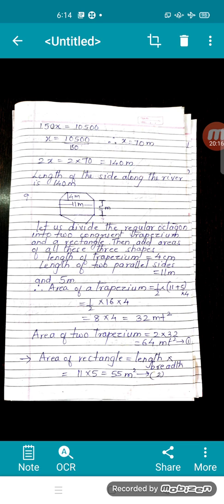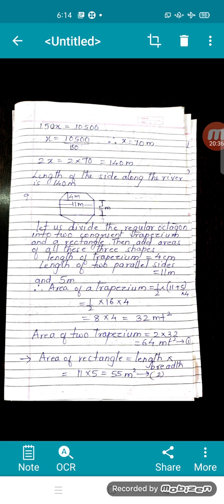Let us start. The height of a trapezium is 4 meters. The lengths of the two parallel sides are 11 meters and 5 meters. Area of trapezium is equal to half into (11 plus 5) into 4. So we get 32 meters square. So the area of two trapeziums will be 2 into 32, that is 64 meters square.